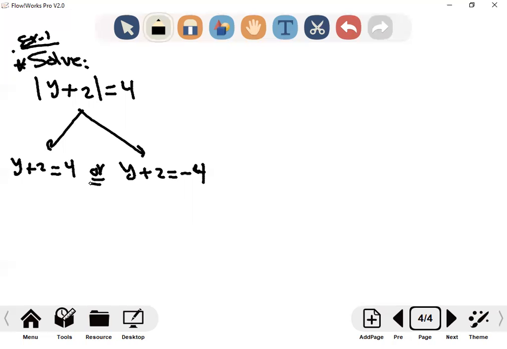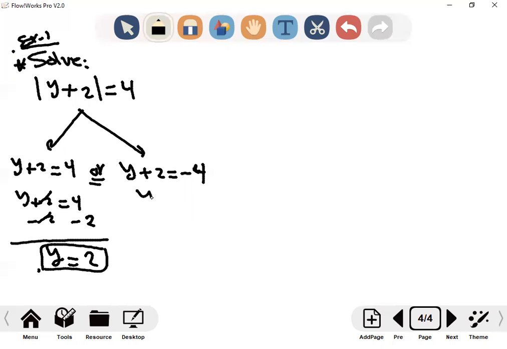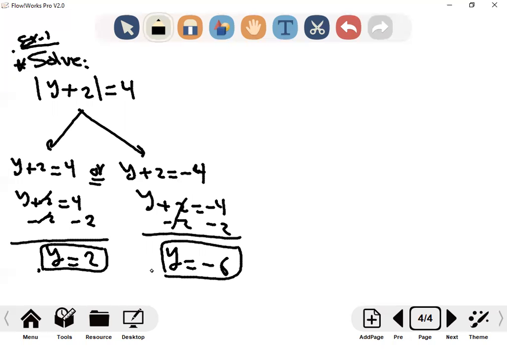Now here, shift the 2 as we did in one-step equations. This will be y plus 2 equals 4. We subtract 2 on both sides, right? So here y can be 2. Or y plus 2 equals negative 4. Subtract the 2 on both sides. y will be negative 6. Now, to check our answer, we have two solutions. In the previous lessons, we had one, infinitely many, or no solutions. In this case, we have two solutions. y can be 2 and y can be negative 6.